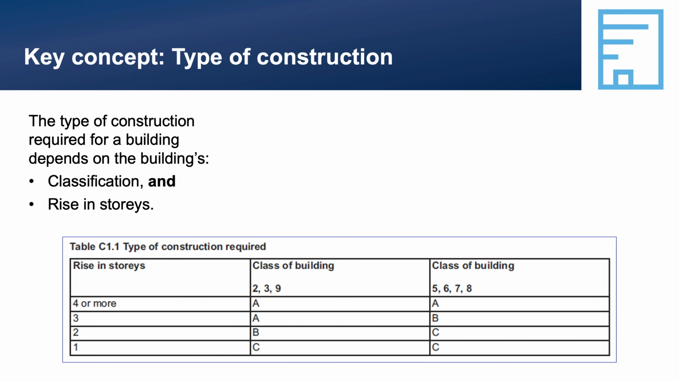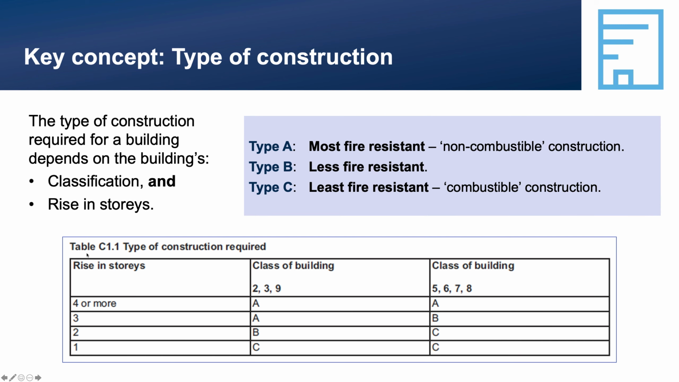The second key concept to understand is type of construction. The type of construction required for a building depends on a combination of the building classification and the rise in stories, which we looked at in the previous part of this presentation. These two factors determine the risk of the building and any other buildings and occupants from fire.